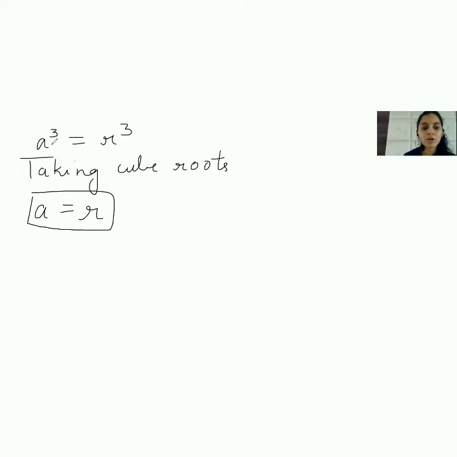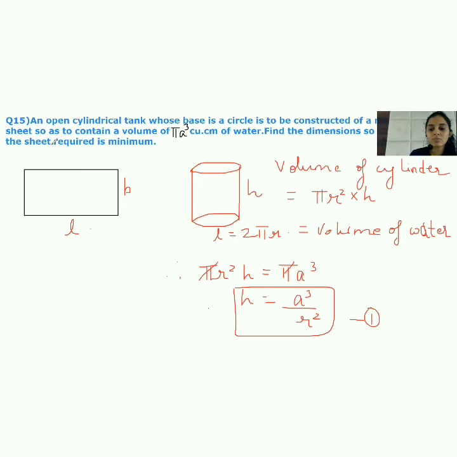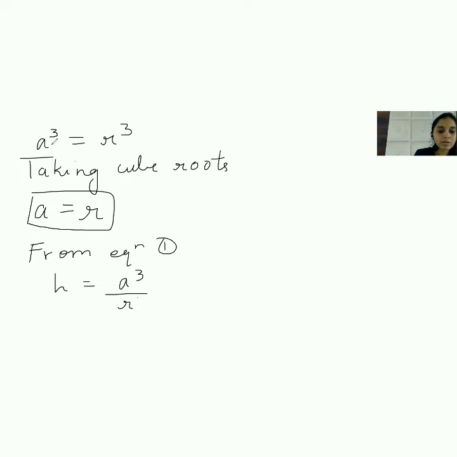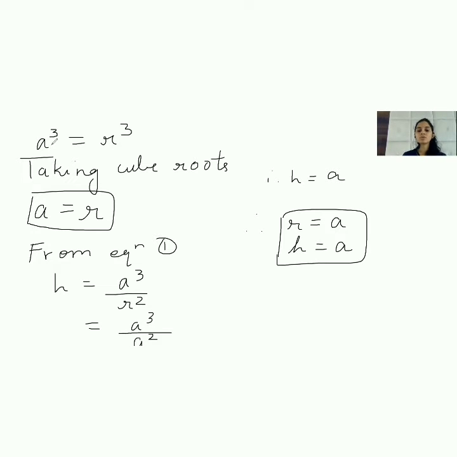This is one dimension, and how do we find out h? So from equation 1, h is equal to, what is the formula for h that we had from equation 1? a cube upon r square. So let us put this a cube upon r square, which is equal to a cube upon, what is value of r? a, so a square. So therefore h is equal to a. So what are the dimensions of the cylinder that we are getting? r is equal to a and h is also equal to a.